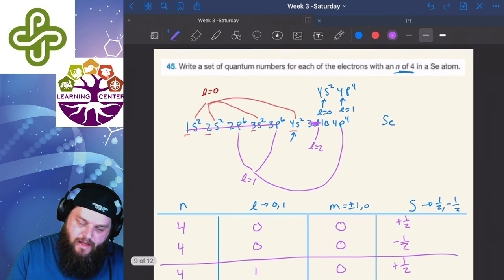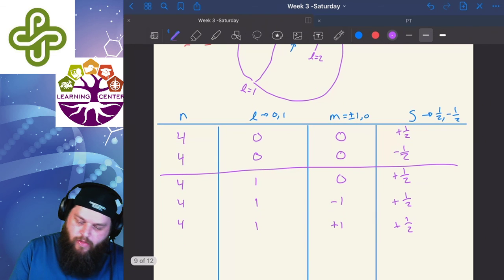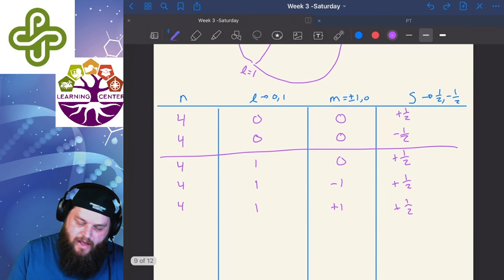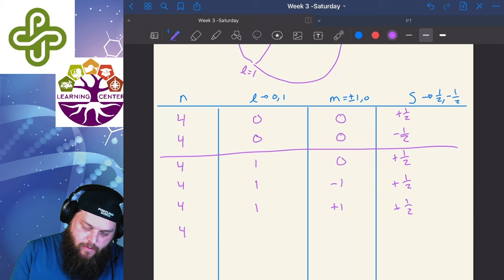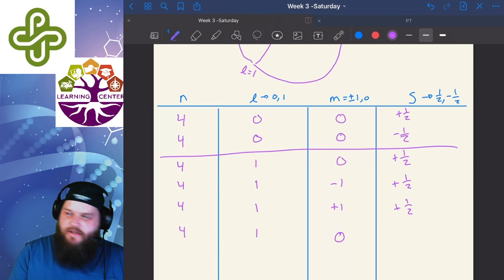But notice we had 4p4. We have only gotten 3 of the electrons, right? 1, 2, 3. Those are just 3 of those electrons. We need to add 1 more. By adding 1 more, that L still has to be a 1. But now we can go back to that 0, that lowest energy state, and make it a negative spin.